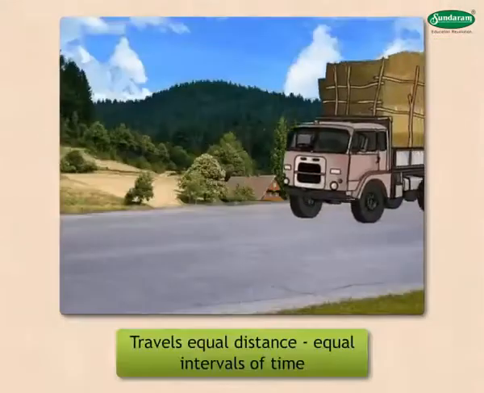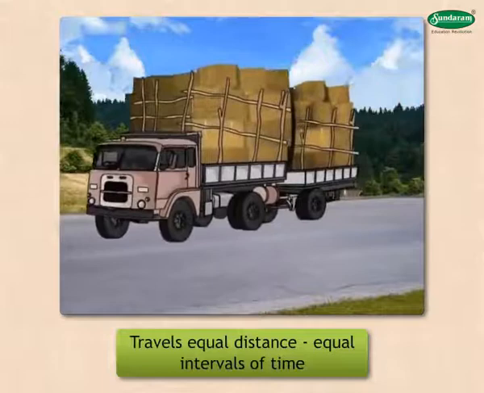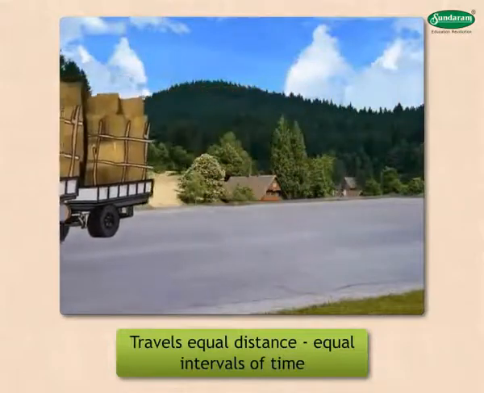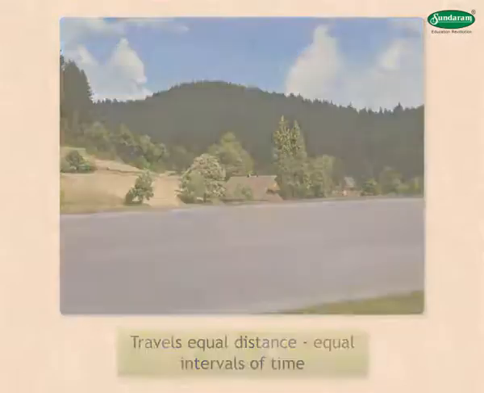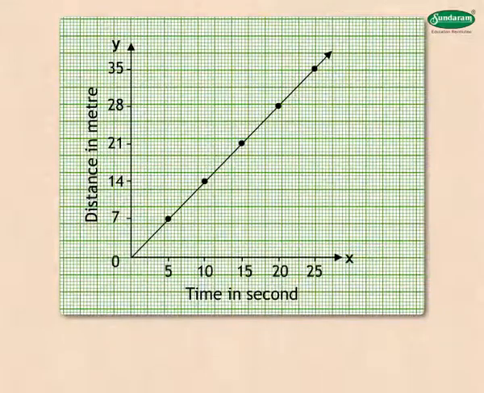In case of uniform motion, an object travels equal distance in equal intervals of time. This direct proportionality between distance and time is represented through the nature of the graph. It is a straight line. On this straight line, mark 2 points A and B.